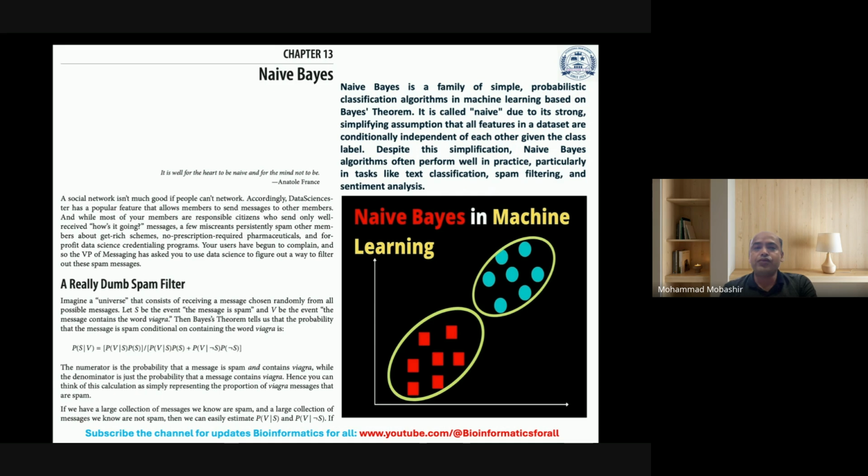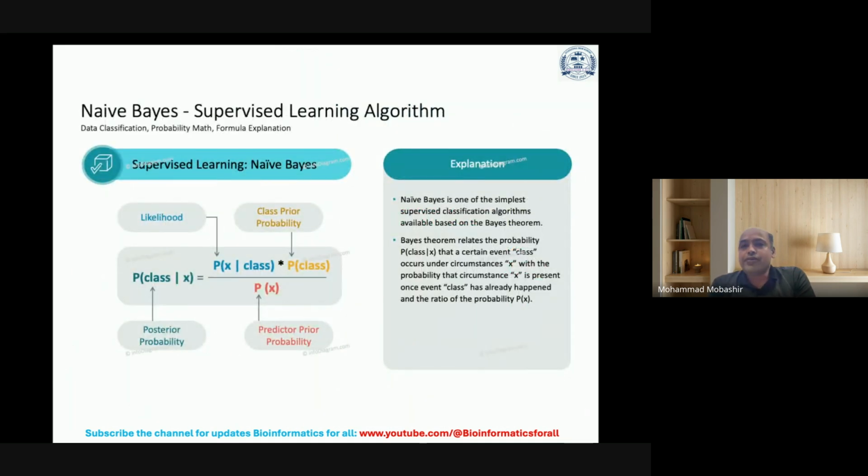So now, if we want to understand how the naive Bayes algorithm works, it is a supervised learning algorithm and one of the simplest supervised classification algorithms available, based on the Bayes theorem. Bayes theorem relates the probability that a certain event could occur under certain circumstances with the probability that the circumstance is present once the event class has already happened, and the ratio of the probability.